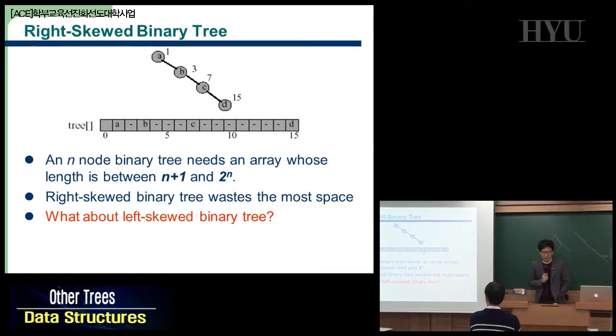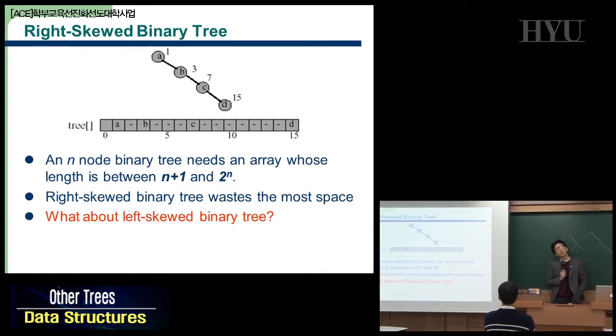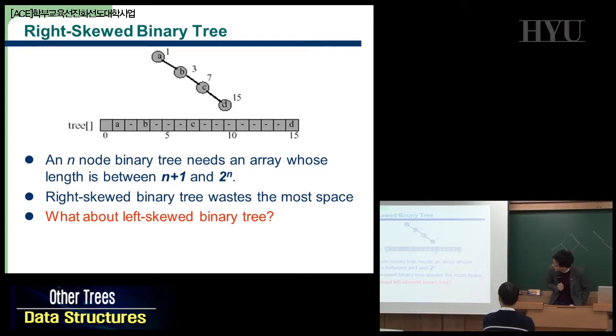Right-skewed binary tree. Right-skewed. You're probably not familiar with the term, but if you look at that picture, right-skewed. Left-skewed. It means leaning to one side. Left-skewed, like this. In these extreme cases, you are wasting a lot of what? Spaces.